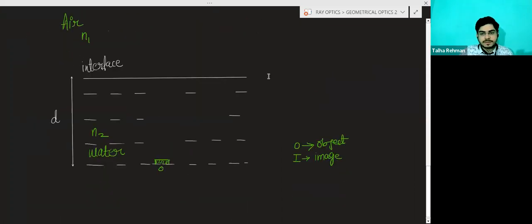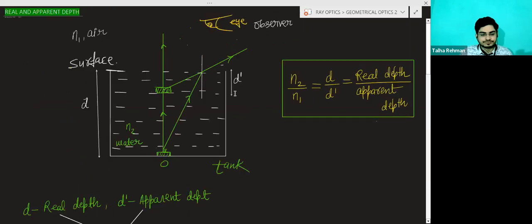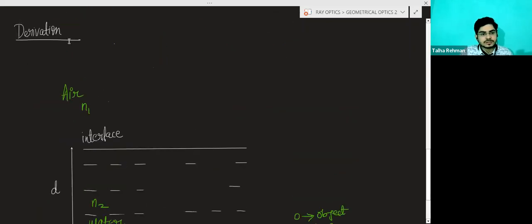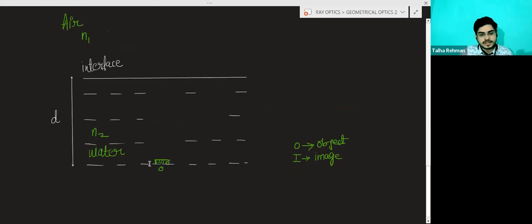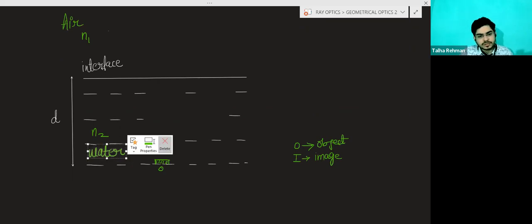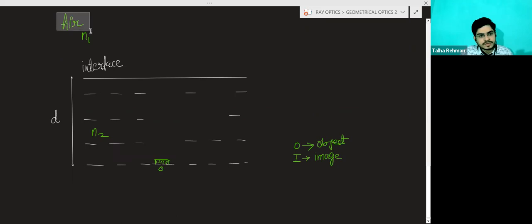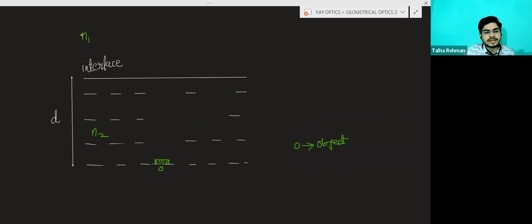Now we will derive this relation. For deriving this relation, suppose here is water and here is air, though it is not necessary that here is always water, so I am removing that now. Here is a medium having refractive index n2, and here is another medium having refractive index n1. Here is some object, and this object has depth d below this surface, and O is the object and I is represented by the image. So basically this is the object, and here is another medium.